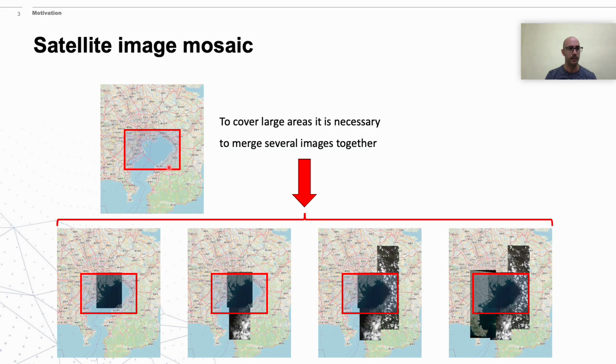In many cases, these applications need to study a large area of interest, which cannot be covered by only one image, as can be seen here. In order to cover the whole area, it is necessary to merge several images together into one big image. This final image is called a mosaic.